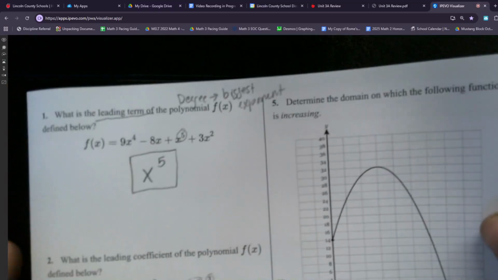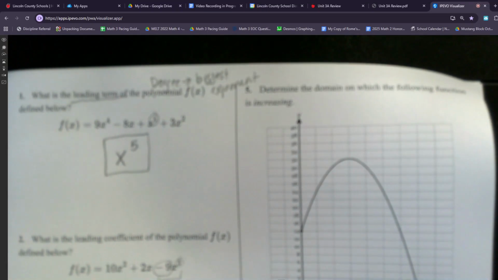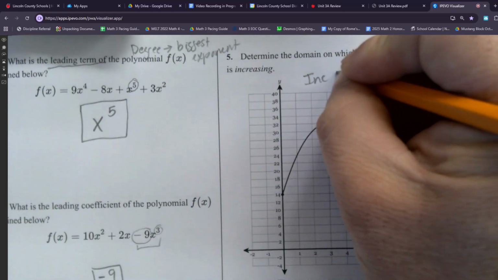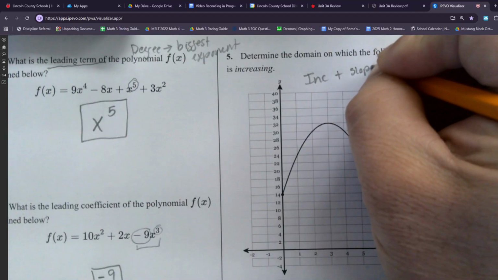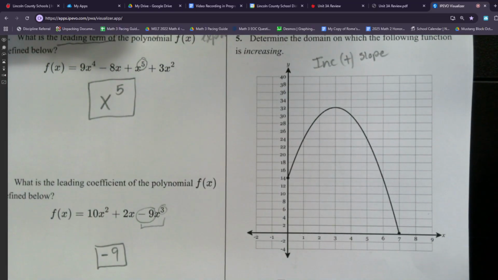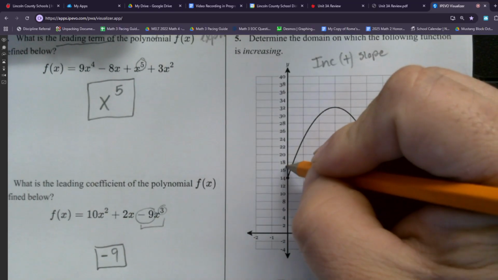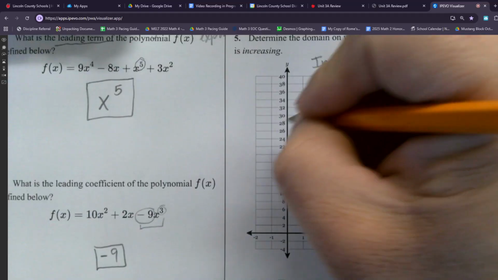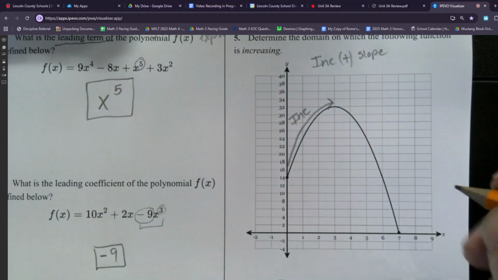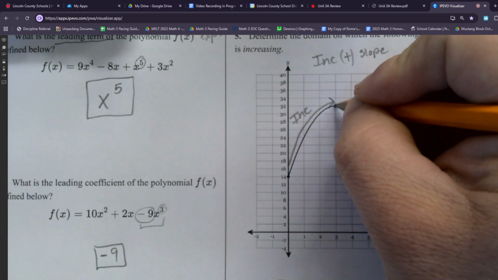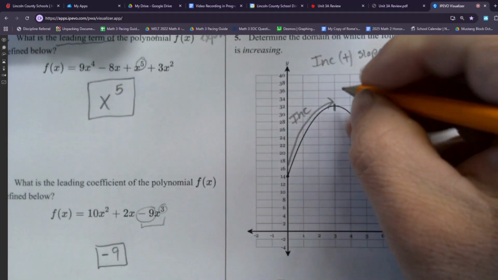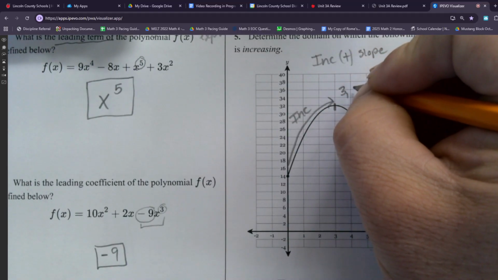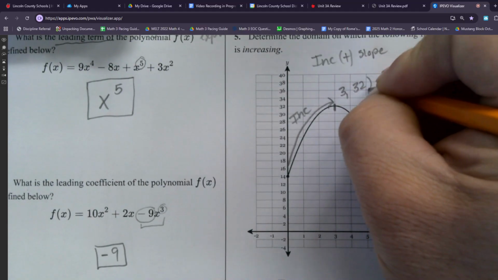Okay, number 5. Determine the domain in which the following function is increasing. Remember, increasing means the part that has a positive slope. All right, so looking at my slopes, this side of this function has a positive slope. So that means it is increasing on this side. Now, if you look at this coordinate here, kind of like the vertex of a parabola, that is 32, which honestly the y value doesn't matter anyway.